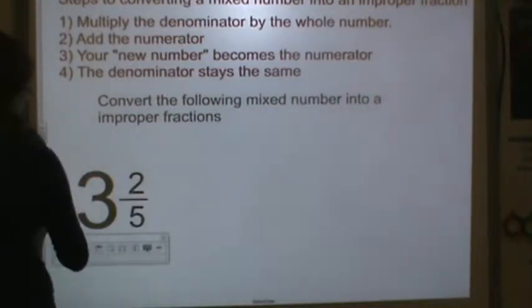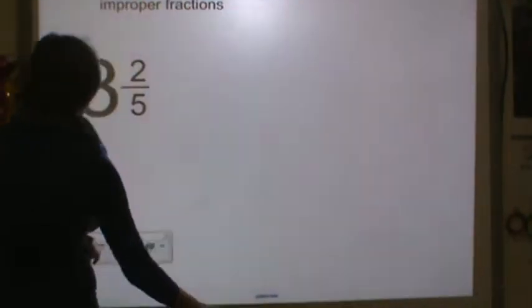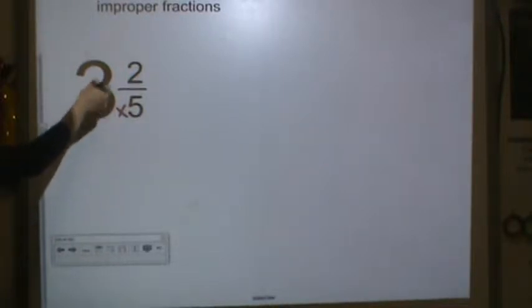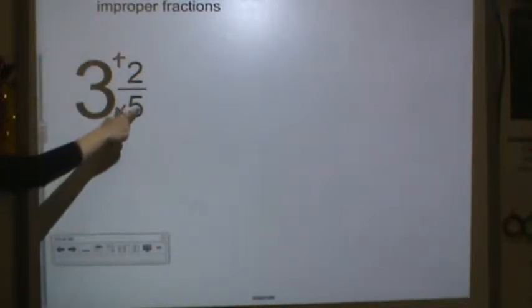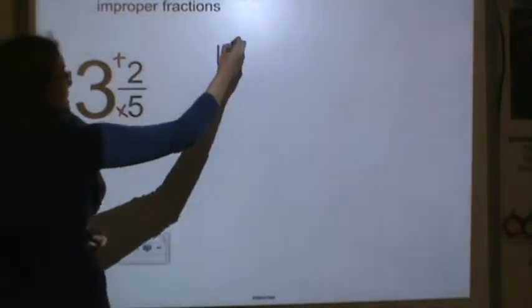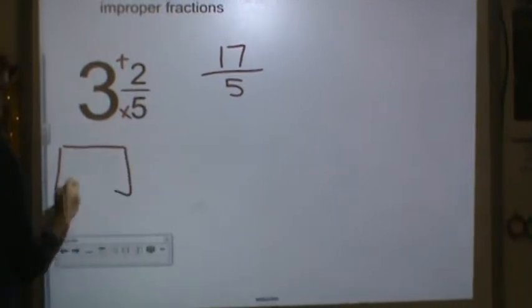So here we have 3 and 2/5. So remember, I'm going to multiply the denominator by the whole number, add the numerator. So 5 times 3 is 15, plus 2 is 17. So I have 17/5. Now this makes sense.